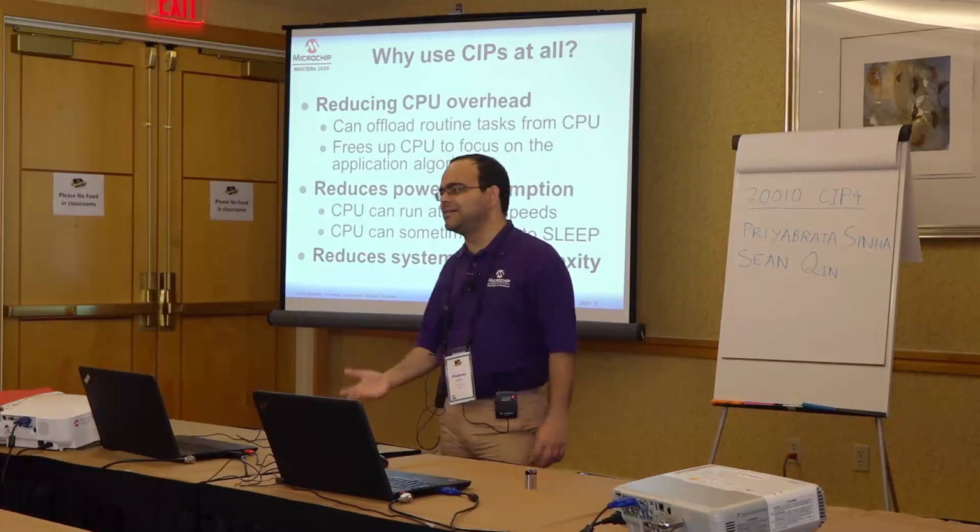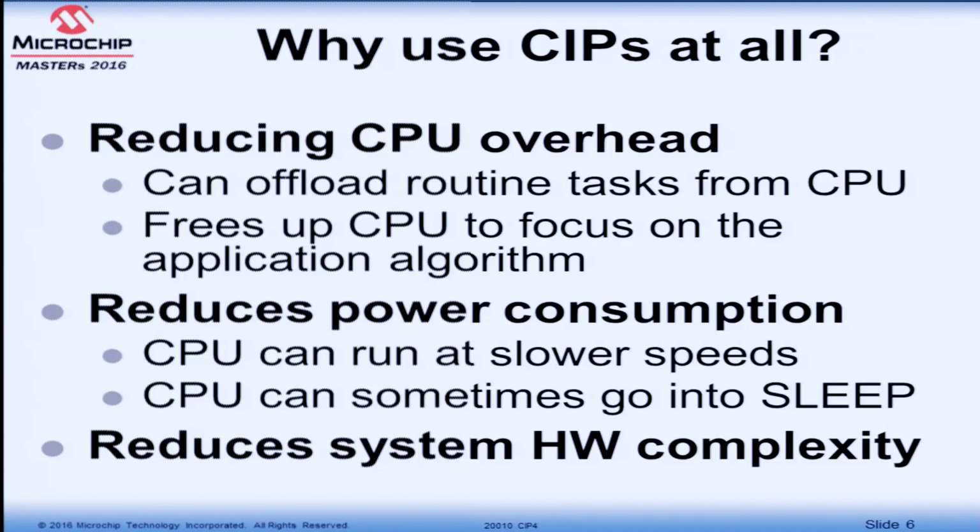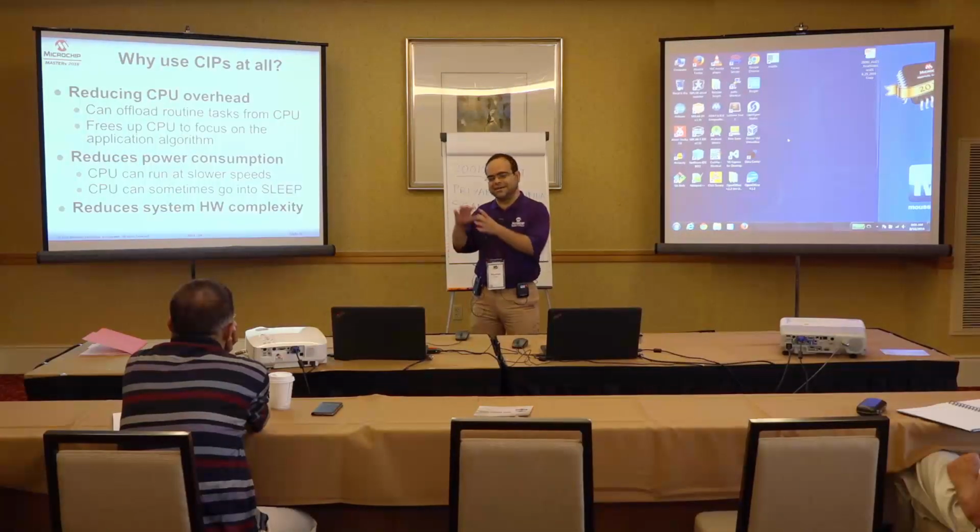So why would you want to use CIPs in your application? First and foremost, you would want to reduce your CPU overhead, because normally we see that in embedded applications a lot of the CPU's bandwidth is consumed by managing peripherals: enabling, disabling, triggering various events in multiple peripherals. So a lot of these routine and mundane tasks can be offloaded from the CPU, and the CPU can really focus more on the innovative part of your application. So maybe some algorithmic computations, some special computations that you would need to perform in your application, and leave the mundane peripheral management tasks to these core independent peripherals.